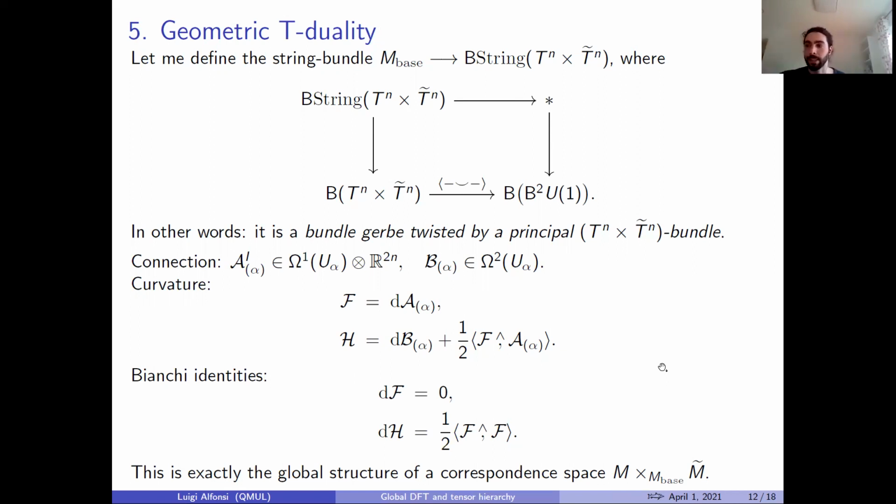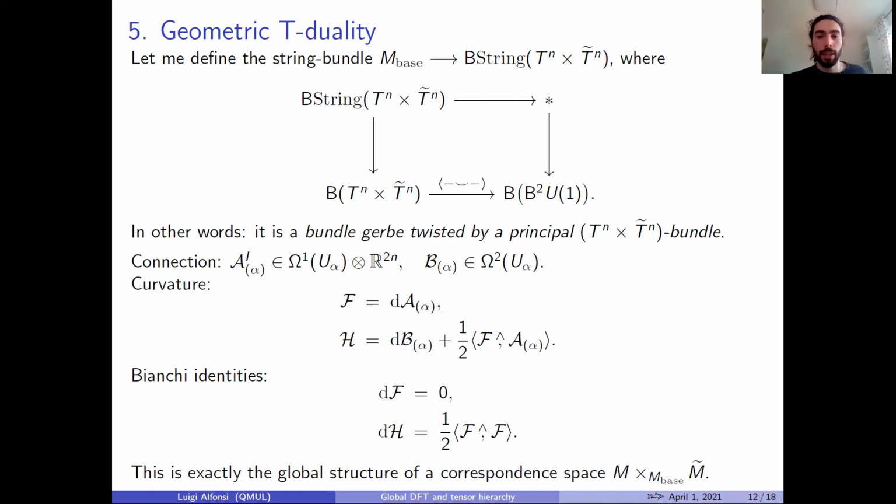So the interesting thing here, even if we are incredibly far from the tensor hierarchy construction, is that the field content on the base manifold of a topological T-duality is exactly a string bundle. Of course, if we don't consider the Ramond fields, etc. The field structure of the topological T-duality is exactly given by a string of 2n-dimensional torus bundle.